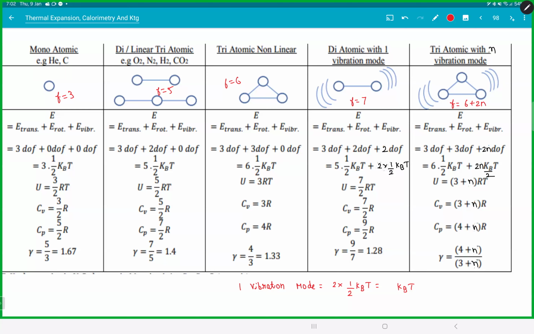Clear, everyone? You should definitely mug up the result. This was a question in the exam. A triatomic molecule has 2 vibrational degrees of mode, find gamma. What is gamma, CV, CP? We will see in thermodynamics. Clear, everyone?